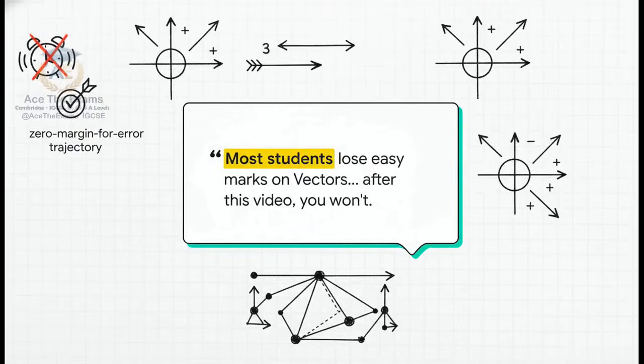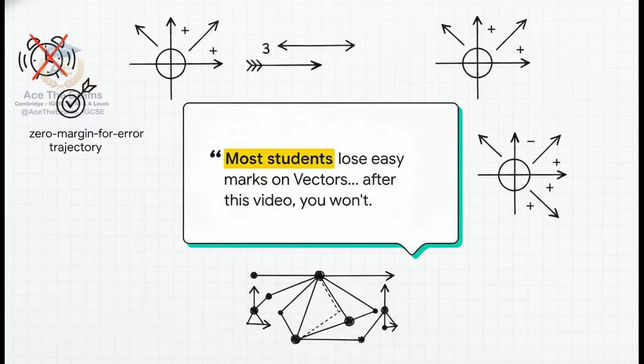I want to start with a hard truth from the flight logs. Quote, most students lose easy marks on vectors, but after this explainer, you won't be one of them. Listen, in the realm of Cambridge mathematics, vectors really should be a highly reliable source of marks. It's a stable system. Yet every single exam cycle, we watch candidates bleed points. Why? Because they treat vectors as isolated little calculation blips rather than a fully connected, conceptual framework.